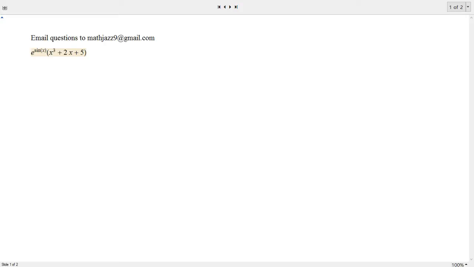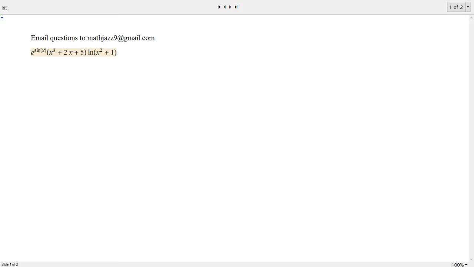Let's say we have a trig function. We haven't seen any logarithms recently. So let's do the natural log of x squared. There we go. Or x squared plus 1. There we go. So we're going to take the derivative of this.